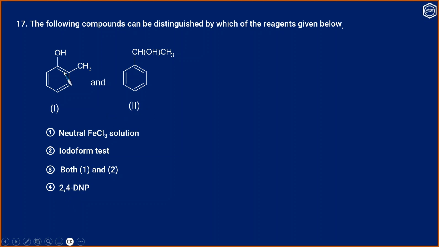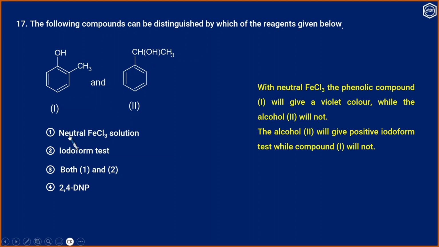And the first one is a phenol and the second one is an alcohol. So we can use neutral ferric chloride for identification of the first compound. With neutral ferric chloride, the phenolic compound 1 will give a violet color, while the alcohol 2 will not give. So we can distinguish between these two using neutral ferric chloride.